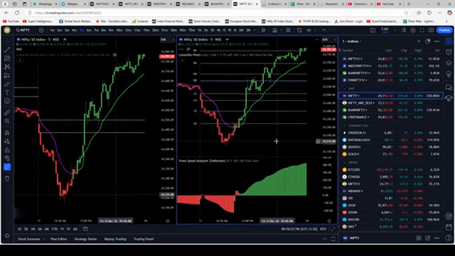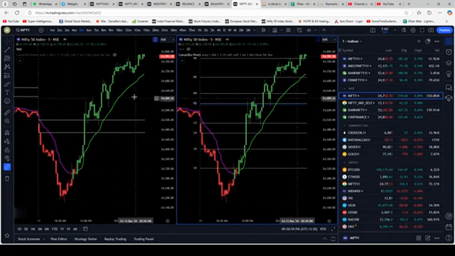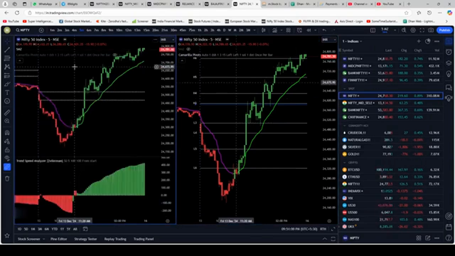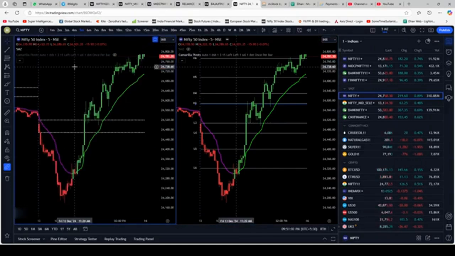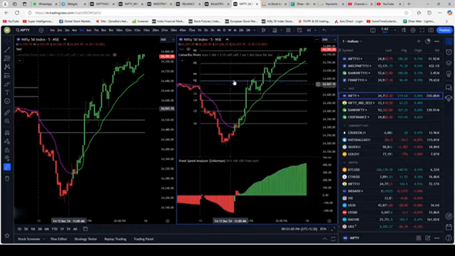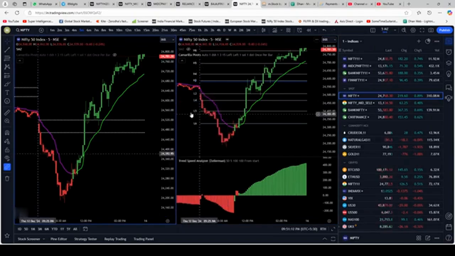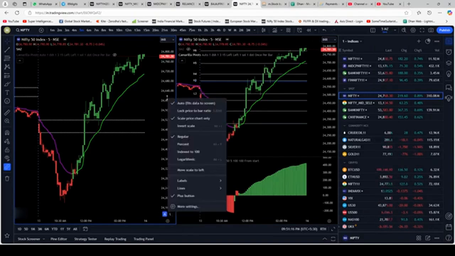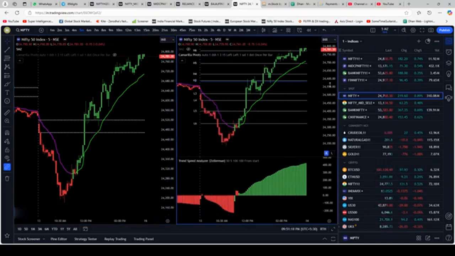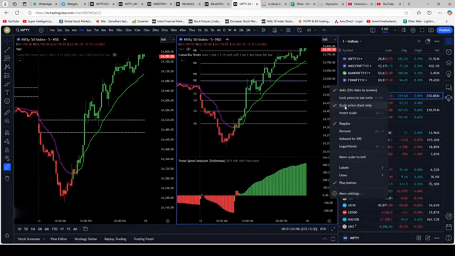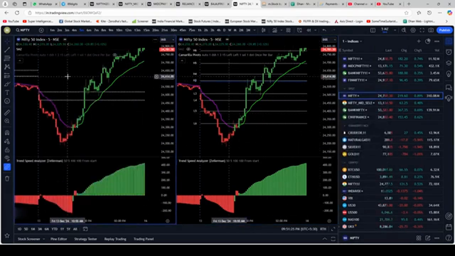Some people may not want to see the bottom indicator at all, so just double click on the screen. If you just double click, the bottom indicator will disappear. One important thing is, on all my videos, always make sure this section, right click, the scale price chart should be ticked. If you don't tick it, then there are a lot of times where the charts will not look right. All right, so just make sure that this scale price chart is always ticked whenever you're watching my videos. On my videos, this is always ticked.